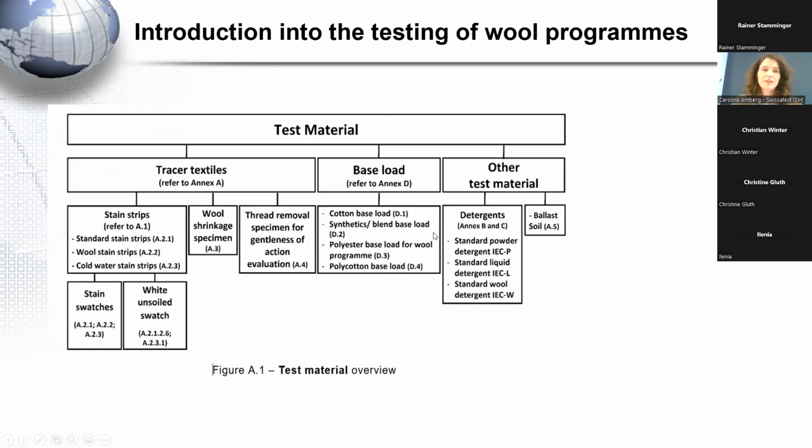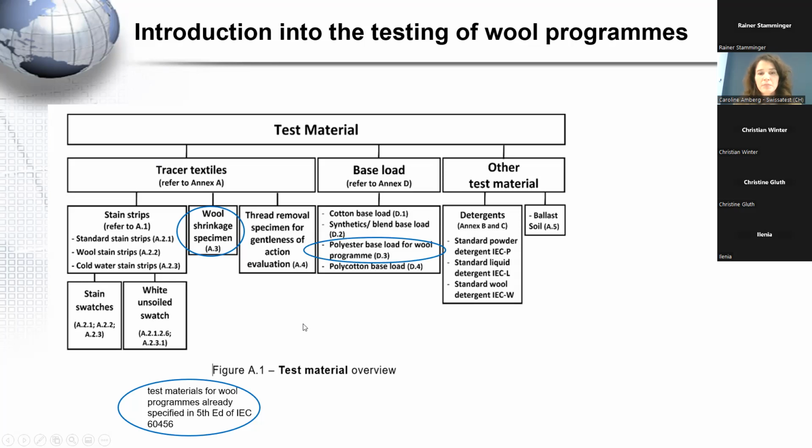Good. So what kind of test materials do we need for wool program tests? Several have already been described in the 5th edition. I have marked them in blue. For example, the wool shrinkage specimen was already described before. Now it's defined and described in Annex A.3. Then also the polyester base load for wool programs was already described. Now it's in Annex D.